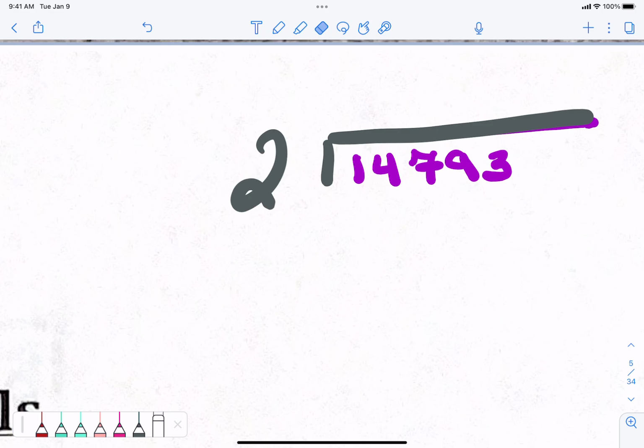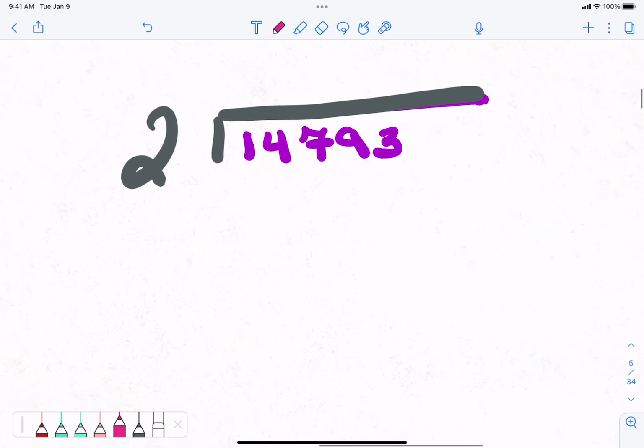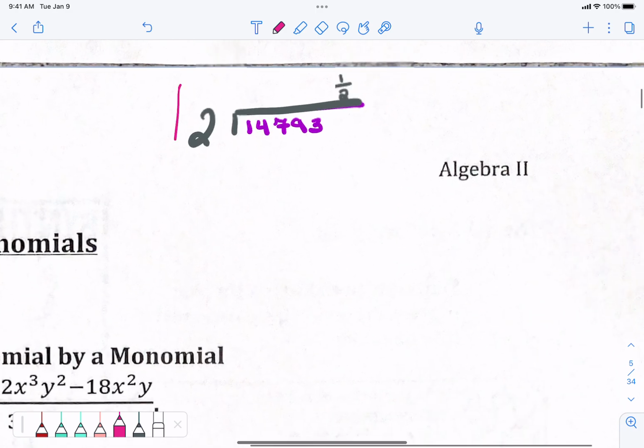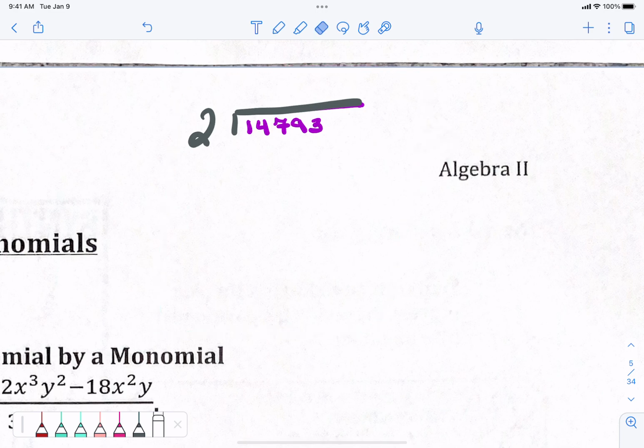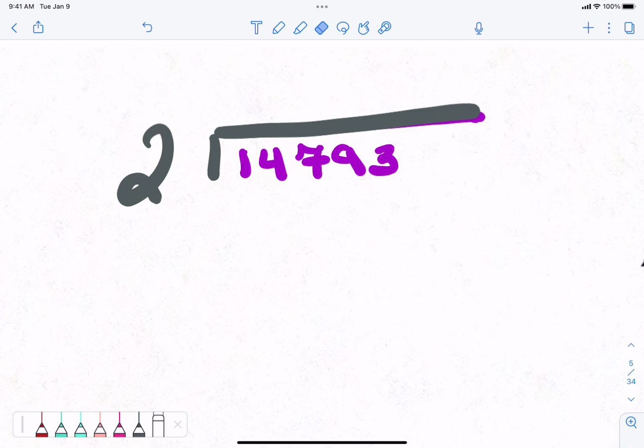Let's talk through the process here. Put this at the top of your paper, at the top corner, and give enough room so that you can write below it. So 14793 divided by 2. Of course we know that it's not going to go in there evenly because it ends in 3, so we're going to have a remainder. You got it written down? Ready for the steps?